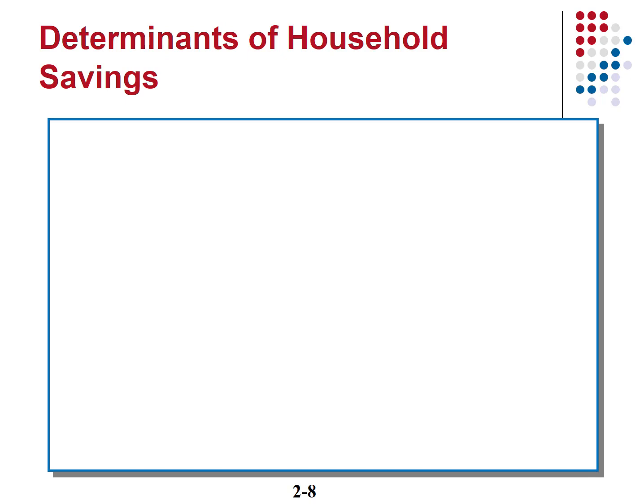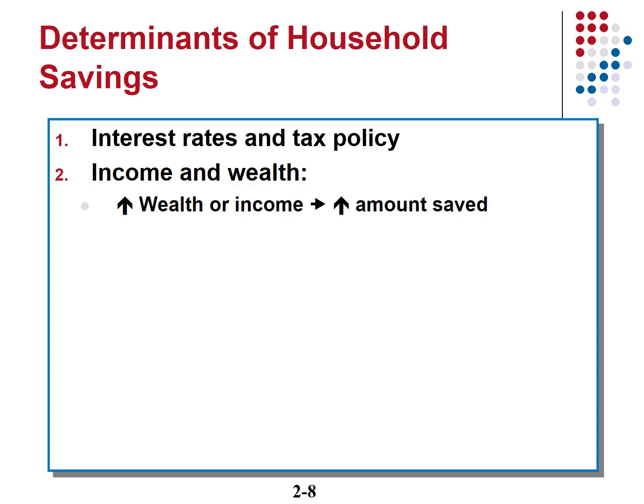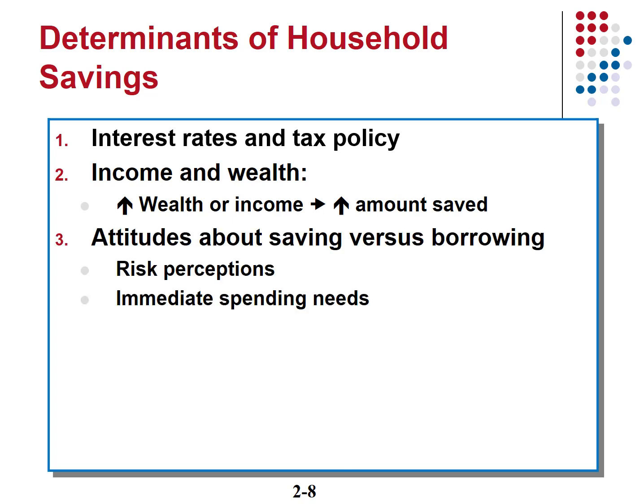So if households are the largest suppliers of funds, what determines their willingness to save or invest? If interest rates increase on investments, households are more likely to save or invest. More income and wealth, more savings and investing. Attitudes about saving versus borrowing. Risk perceptions: how risky is it to invest rather than spend? And immediate needs. If the funds are needed now, then saving and investing is not an option.